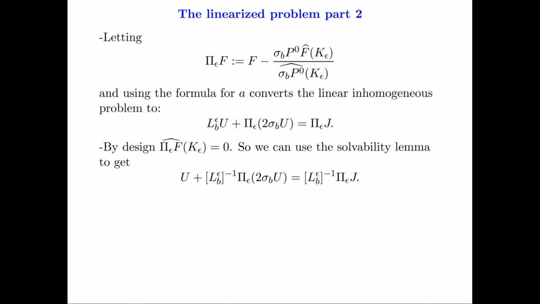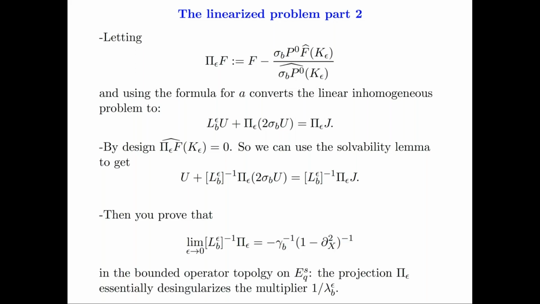But written this way, I get L epsilon U plus pi epsilon blah, blah, blah equals pi epsilon J. And then it turns out that I can invert L epsilon on this. So I do so. I get this equation right here. And the very technical thing at the real heart of this whole paper, that you have to do a bunch of complex analysis to get, is that that inverse operator L epsilon B inverse, when paired with the projection, converges in the operator topology to this operator right here, minus gamma B inverse 1 minus dx squared inverse, which is a pretty benign operator.